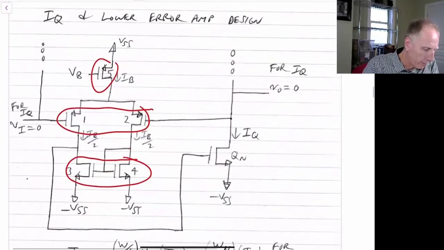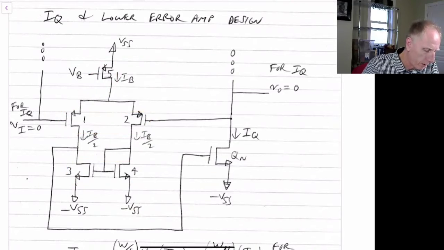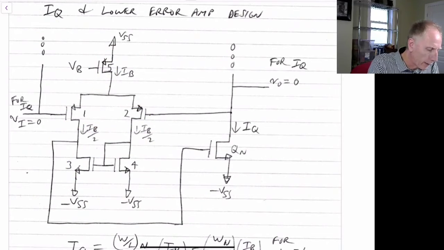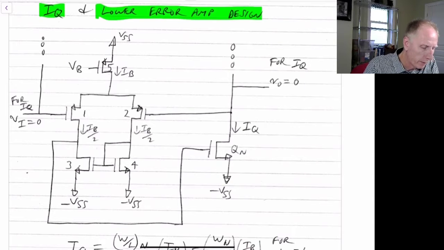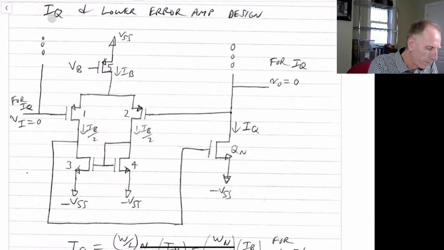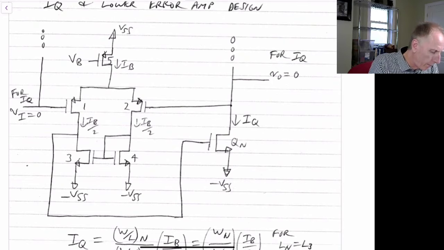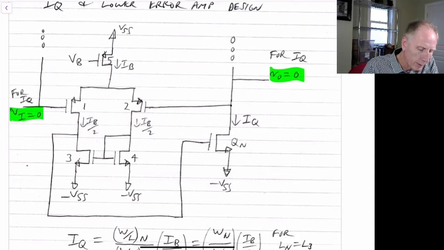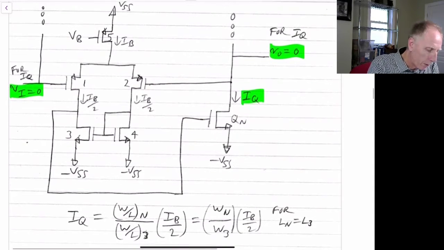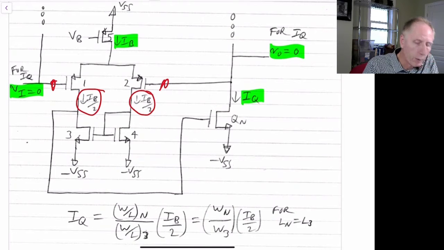So let's just start looking at the lower amplifier here. And so we're looking now at the IQ design for the lower error amplifier. So we'll assume that Vi is equal to 0 here. And this is Vi coming out over here. It also goes up to the upper amplifier. And we have Vout equal to 0. And we want this current to be IQ. So we put a bias current of IB here. If we have this voltage equal to this voltage, then half the current will flow through here and half will flow through here. So we'll have IB over 2 on either side.